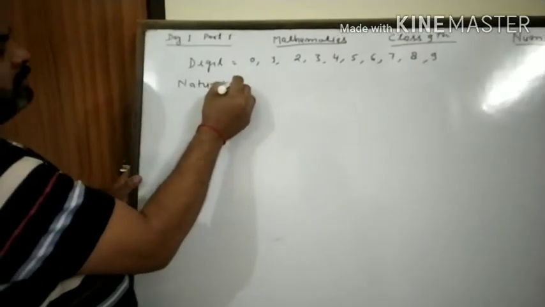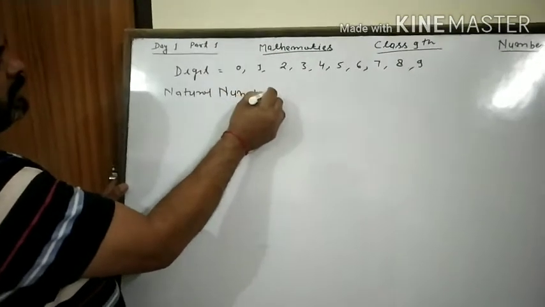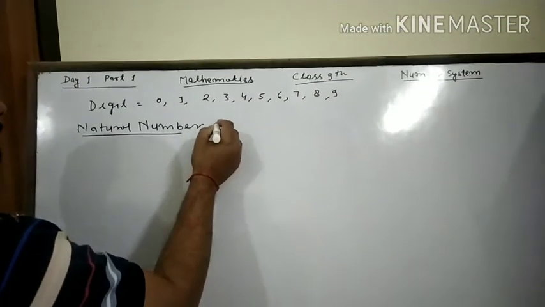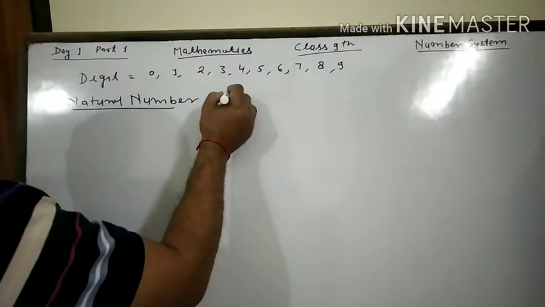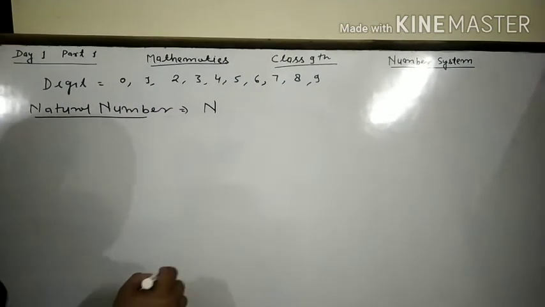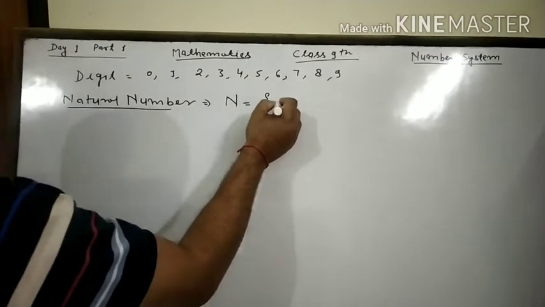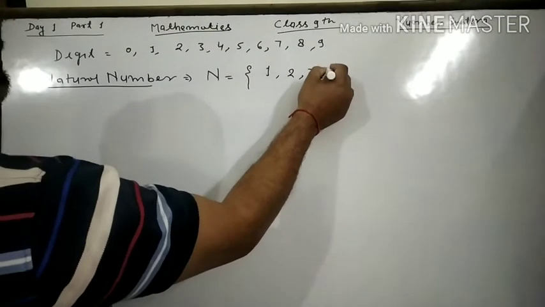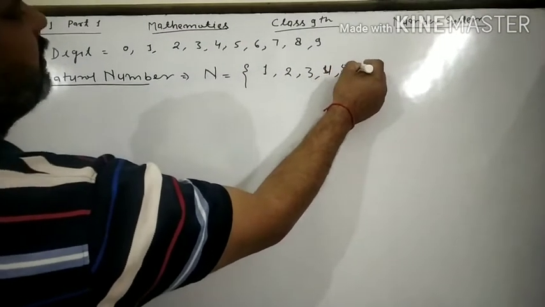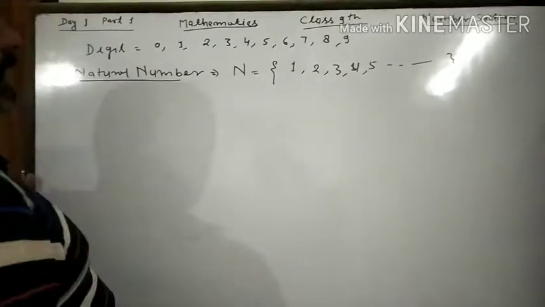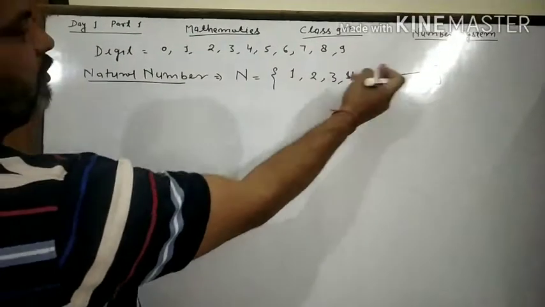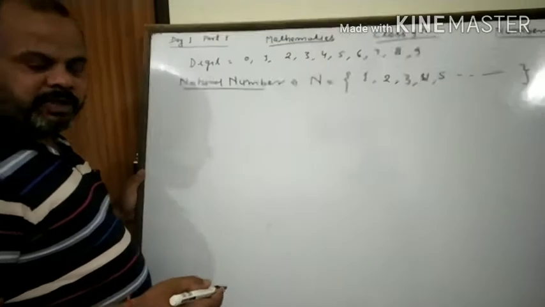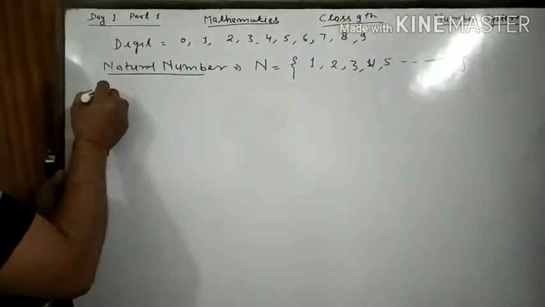Natural number. In natural numbers, you know that it is already mentioned in the notes: the set of natural numbers is denoted by N, and it is represented starting from 1, 2, 3, 4, 5 and in this way up to infinity. Means a number from 1 to infinity is called a natural number, and the set of natural numbers is denoted by N. Okay.